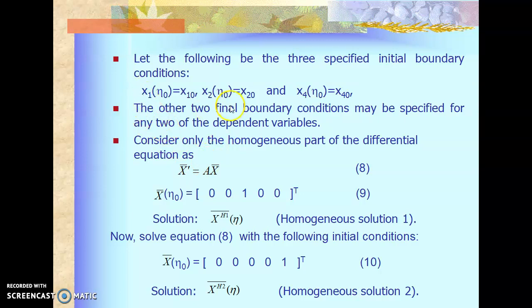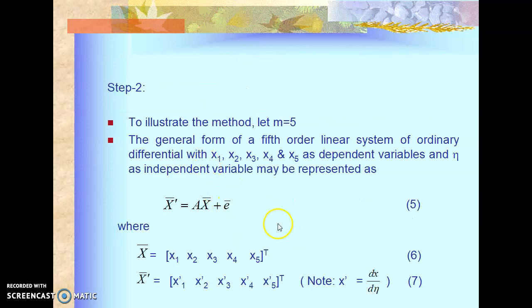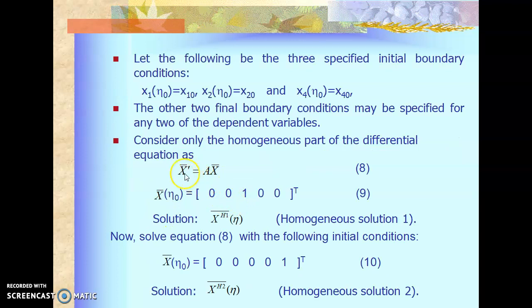Now here, to solve this system, first of all we have to consider the initial conditions given. So here initial conditions are given at x1, x2 and x4. So first we consider the homogeneous part of this equation 5. That means without this, we will consider only this part. So this is the homogeneous part together with these initial conditions.